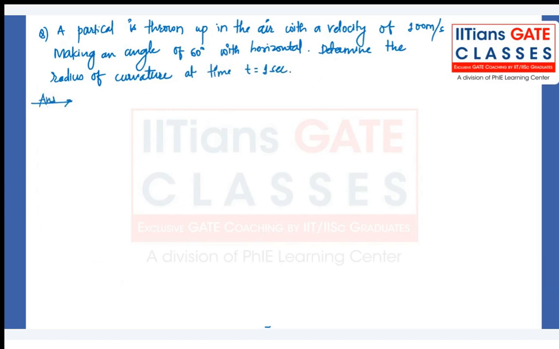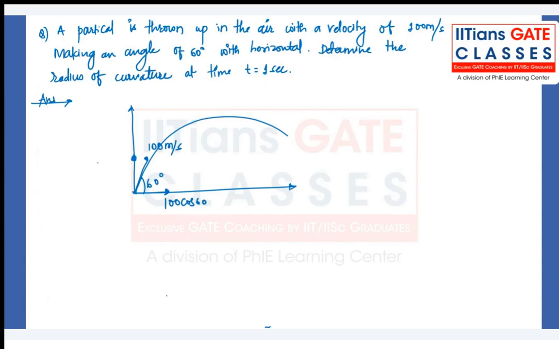Okay, very simple question. A particle is thrown up in the air with a velocity of 100 meters per second, making an angle 60 degrees with the horizontal. And the initial velocity is 100 meters per second. Okay, determine the radius of curvature at time t is equal to 1 second. Okay, solve it.